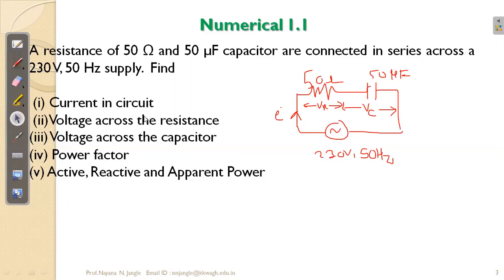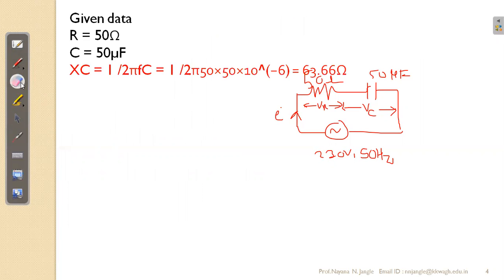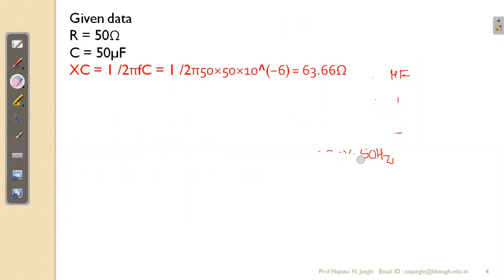So let us solve the numerical. This is the circuit here. The given data is R equal to 50 ohm, C equal to 50 microfarad. XC is the capacitive reactance, calculated by the formula 1 upon 2 pi fC. So 1 upon 2 pi, frequency is 50 hertz, capacitance is 50 into 10 to the power minus 6. After calculating this, you will get a capacitive reactance of 63.66 ohm.